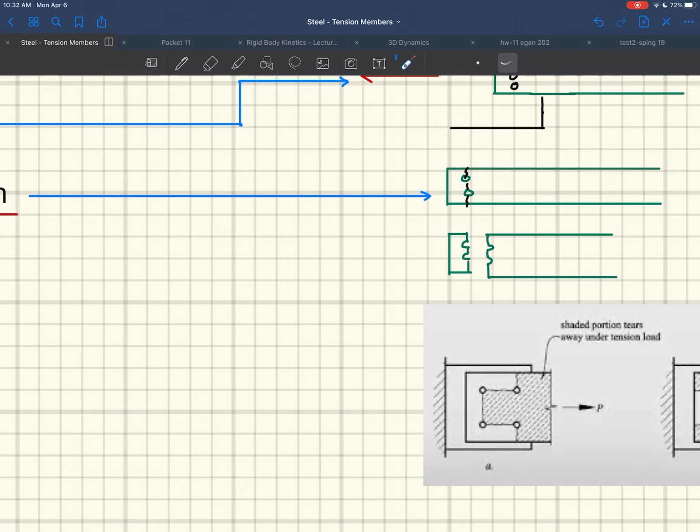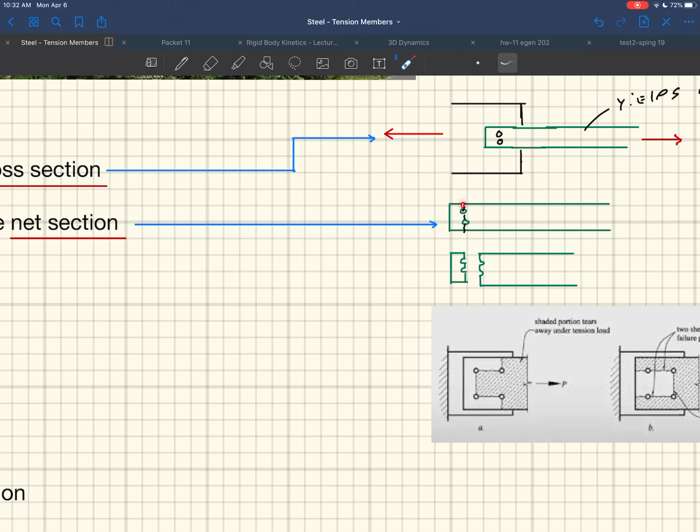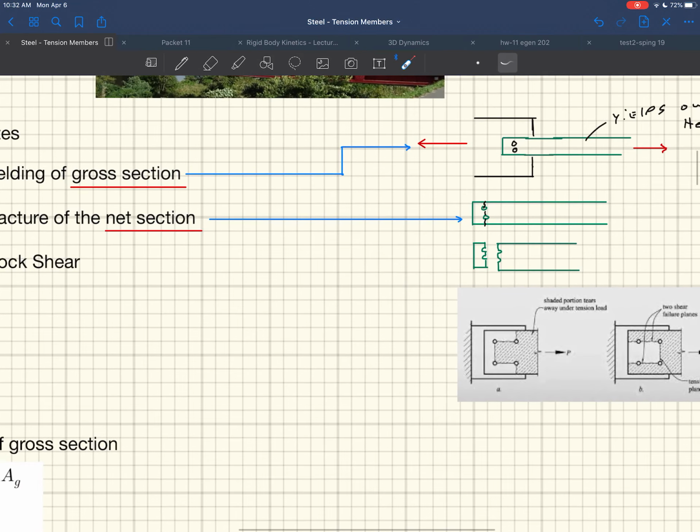Okay, but I don't know what's going to happen first. I don't know, is it going to rip across that net section first, or is it going to yield across the gross section? And so what we do is we have to calculate the capacity of both of those. Okay, so those are two of the primary failure mechanisms that we're going to see, right? Is yielding out here, or the thing's going to rip into two around these holes.